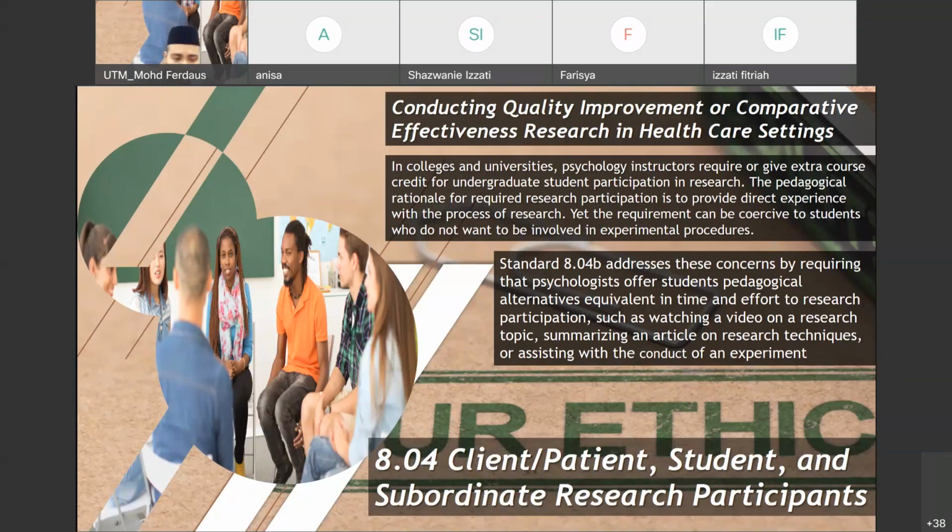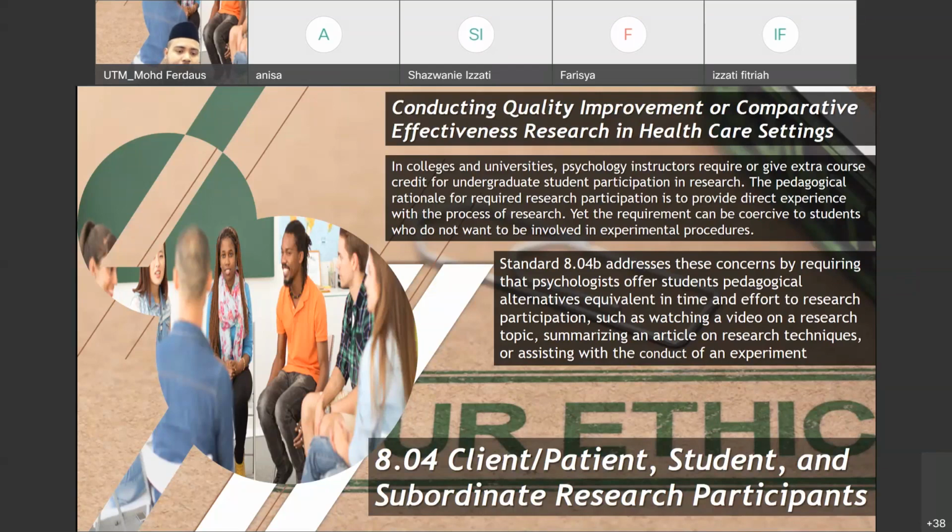So as a lecturer, when you give that kind of incentive that somehow forces the student to do it, it's not permissible unless you give them an alternative option. Never mind if you don't want to participate in the research, but for those who want the same extra 10 marks, you have to do an article review. That is fair.